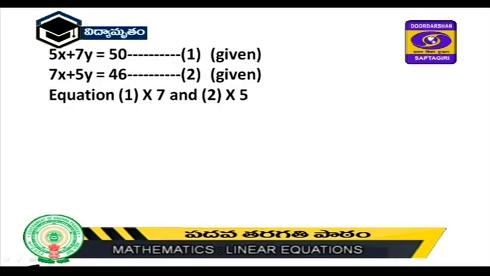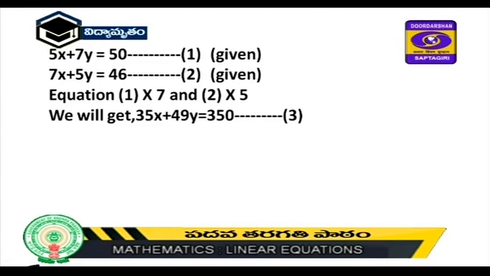So, I want to equal the coefficients of x. That is why the first equation should be multiplied by the coefficient of x in the second equation and the second equation should be multiplied by the coefficient of x in the first equation. That gives 35x plus 49y equal to 350, and the second equation becomes 35x plus 25y equal to 230. Let us take this as the third equation and this as the fourth equation.